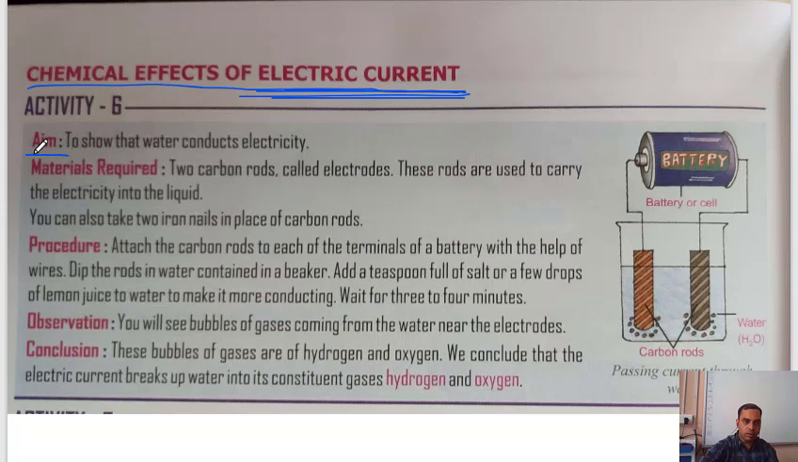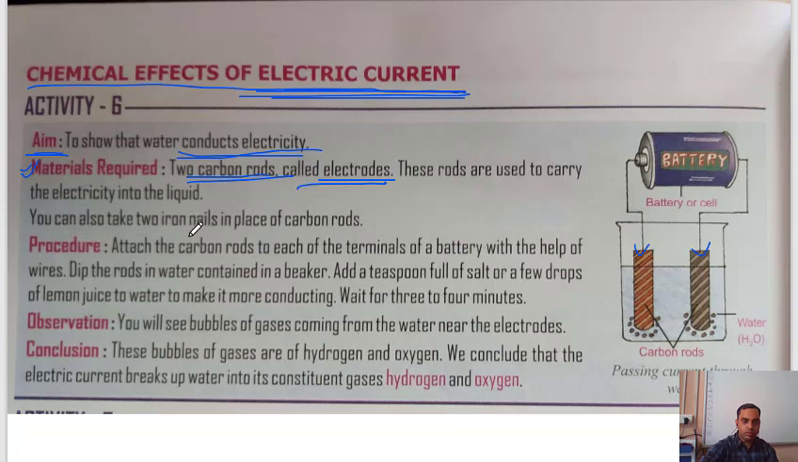So the aim here in this activity 6 is to show that water conducts electricity. In the previous class, we have already discussed that pure water is an insulator. Now, what are the materials required here? Two carbon rods called electrodes. These rods are used to carry the electricity into the liquid. So here you can see these are the two carbon rods. Through these carbon rods, electricity passes through the water.